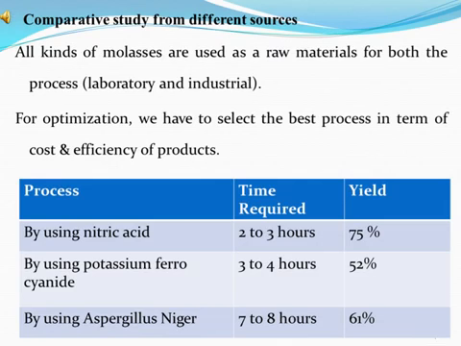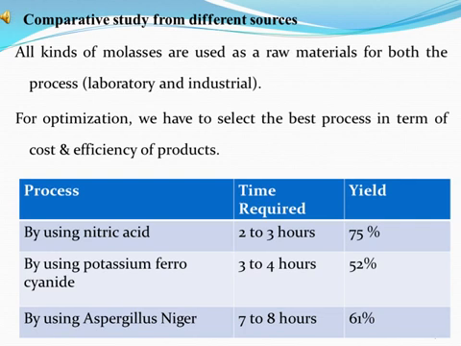Comparative study from different sources. All kinds of molasses are used as a raw material for both the processes, such as laboratory methods and industrial method. For optimization, we have to select the best process in terms of cost and efficiency of the products. Here is the comparison study.